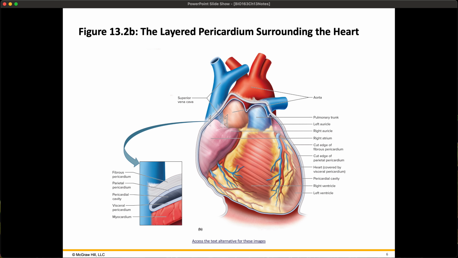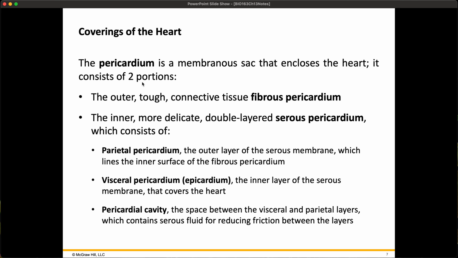Here are some other images showing you the pericardium around the heart, the layers around the heart. This is the pericardial cavity that it sits in. The pericardium, peri around cardium heart, is a sac that holds the heart. It has two different portions, the fibrous and the serous. Fibrous refers to the connective tissue, whereas serous is a serous membrane, like a mucous membrane. So these are the layers directly around the heart.